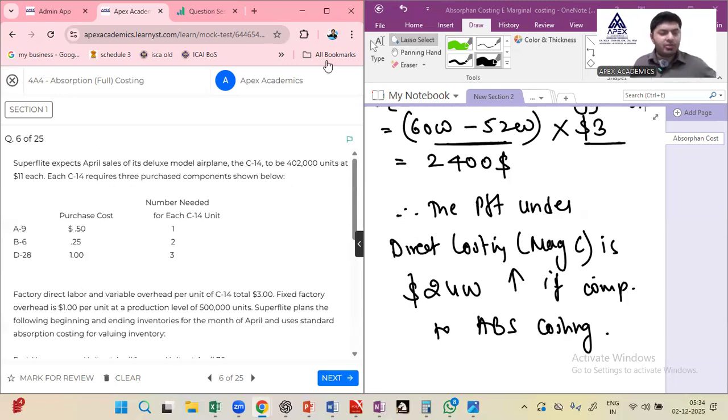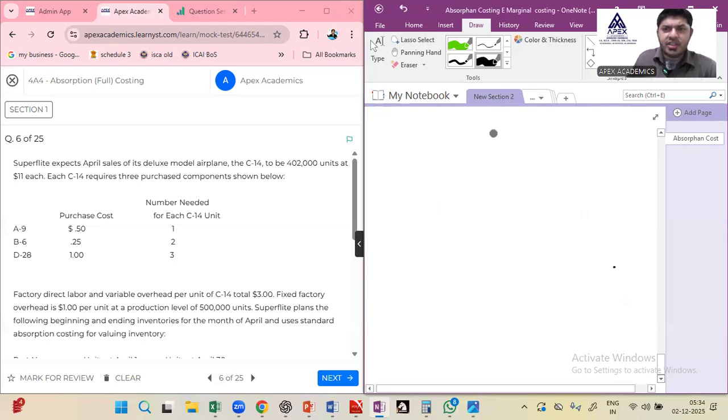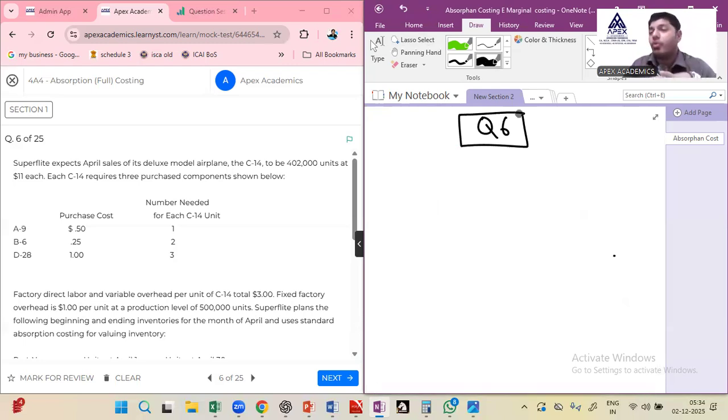Question number 6 happens to be a very interesting and a rather, I would say, large question. It is, in my opinion, a high value MCQ. What is the meaning of high value MCQ? Its weightage compared to your other MCQs is going to be more. Let us see what they want.